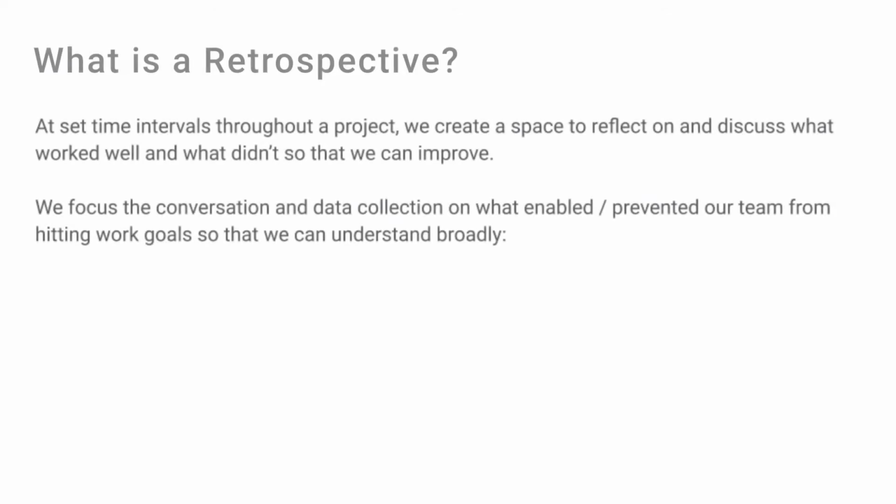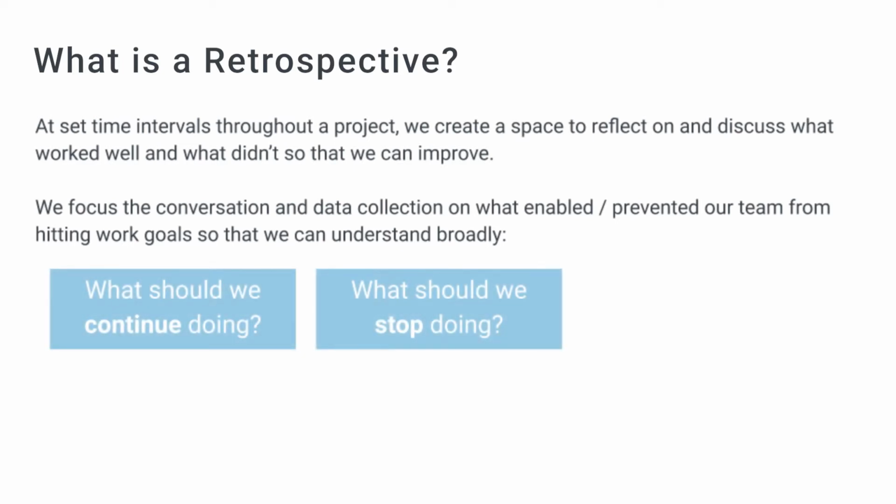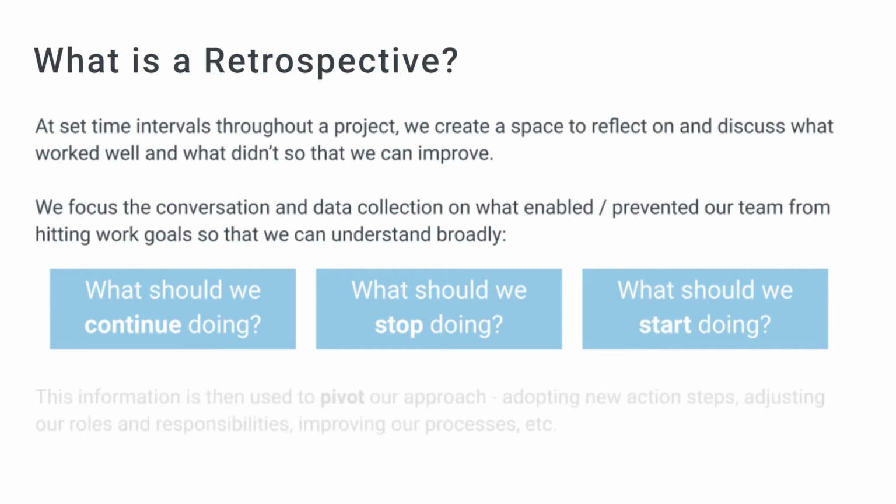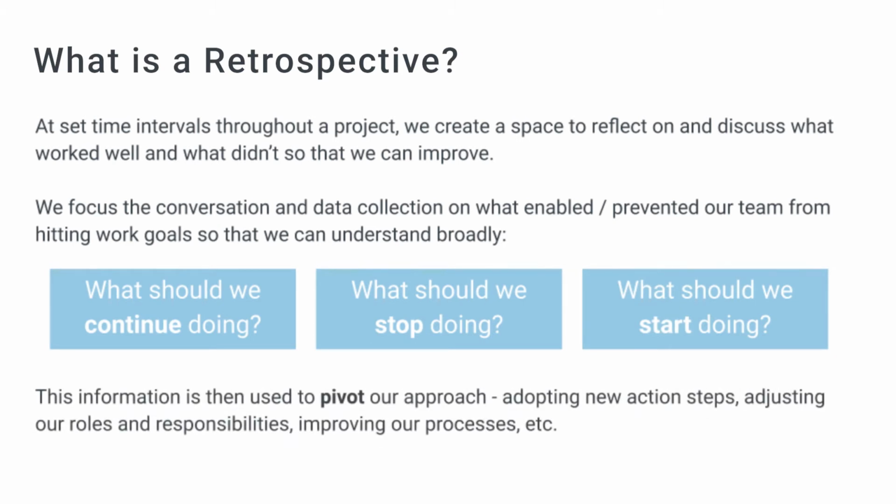A retrospective is a conversation and data collection on what enabled or prevented a team from hitting work goals so that they can broadly understand 3 things. What should we continue doing? What should we stop doing? And what should we start doing? The information is used to make pivots, adopt new action steps, adjust roles and responsibilities, or improve other aspects or processes.